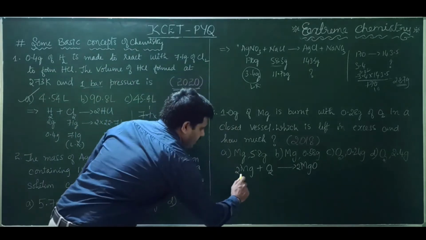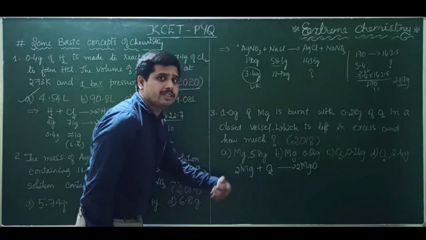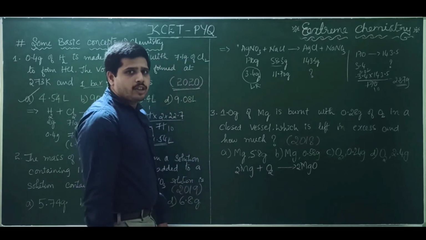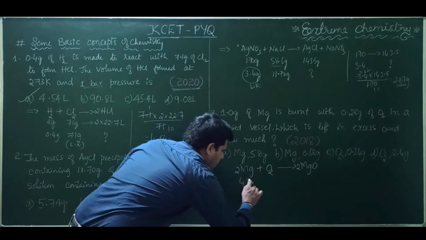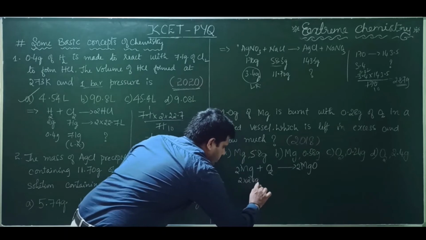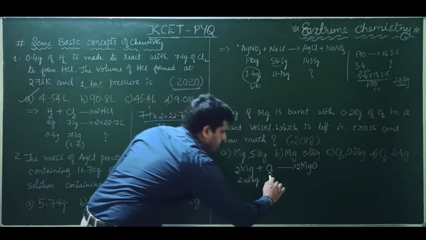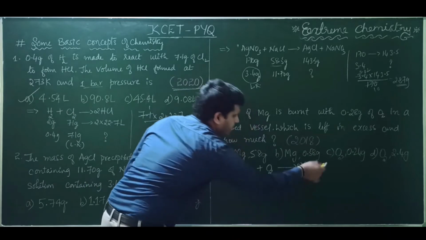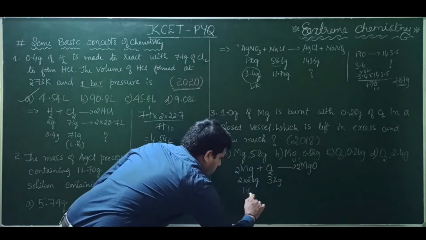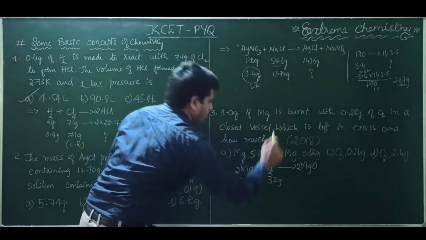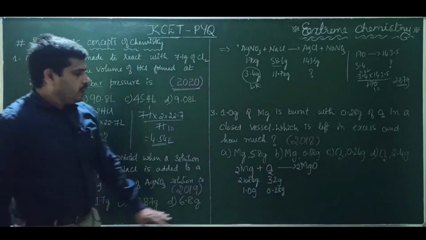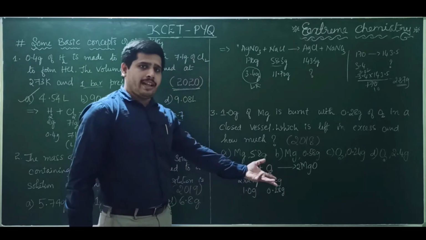Now write down the data according to the given balanced equation. So 2 into magnesium, atomic mass is 24, so totally it is 48 gram, or let me write 2 into 24. So it is easy to identify. So 2 into 24 gram consumes 32 gram. It is not related to the product, so we won't be writing it. Now the question says 1 gram of magnesium and 0.28 gram of oxygen is being taken. Now identify the limiting reactant or excess reactant, anything.